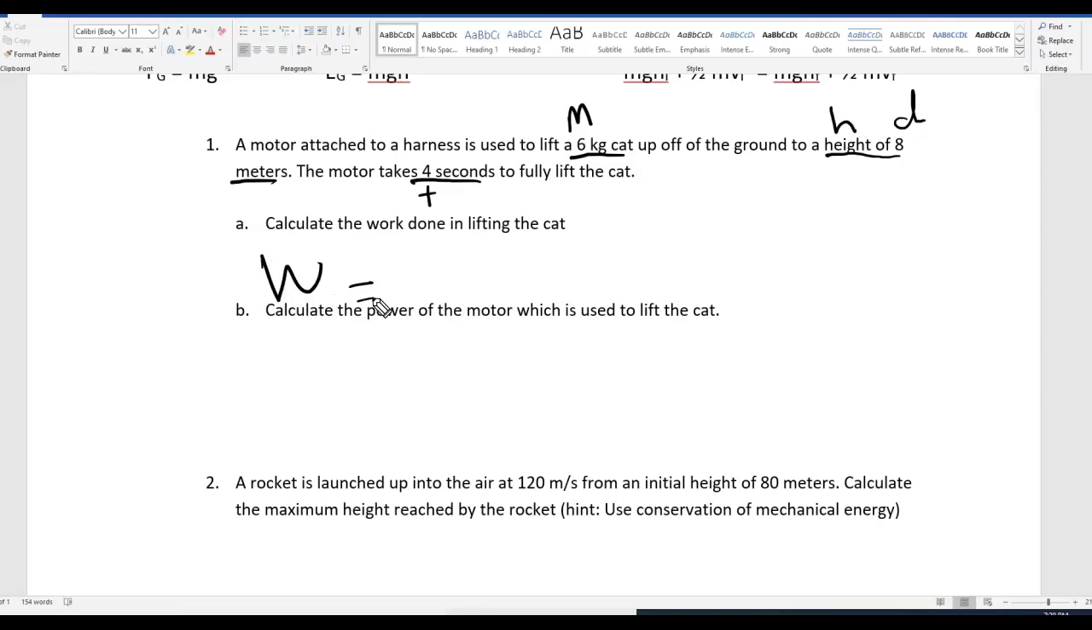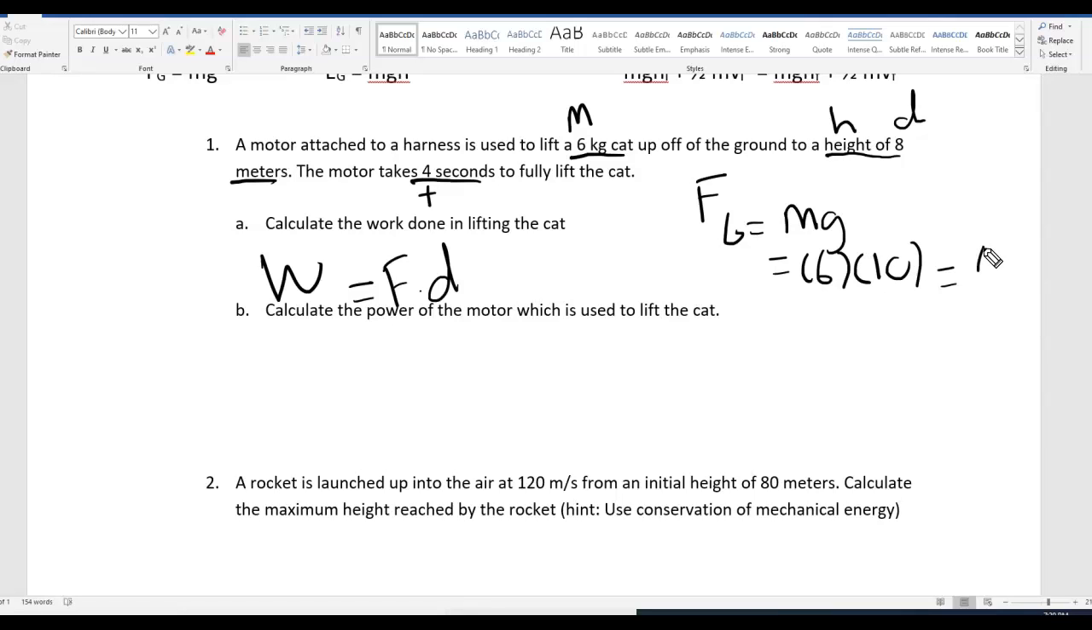Now, the first question says calculate the work done in lifting the cat. Remember that work is force times distance. And the force to lift something has to equal the weight of the object, which is the force of gravity. So we need to find the weight of the cat. We would multiply the mass, which is 6 kilograms, times the acceleration due to gravity, which has a value of 10 meters per second squared, to get a force of 60 newtons.